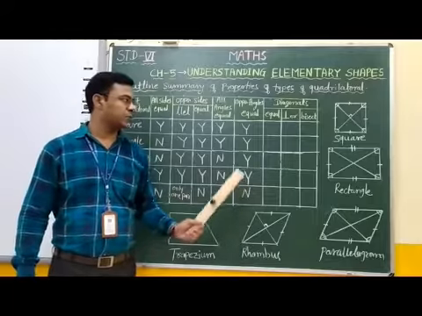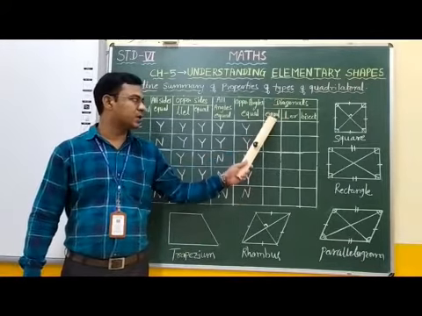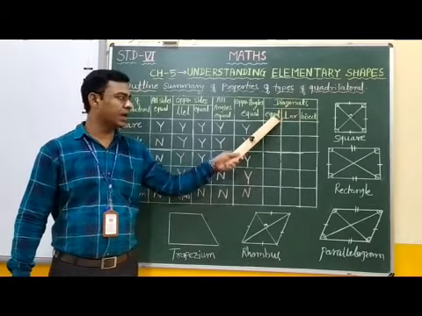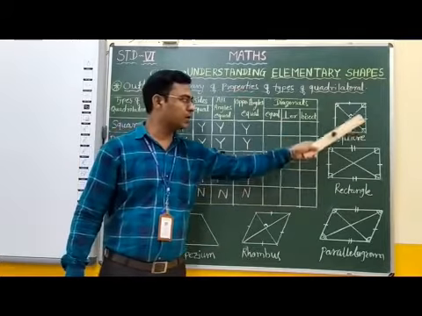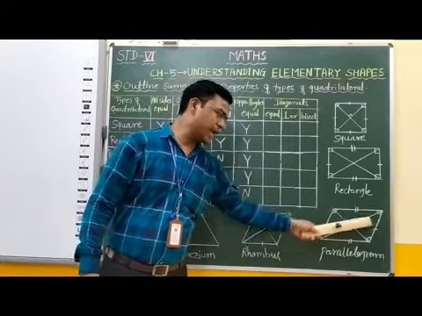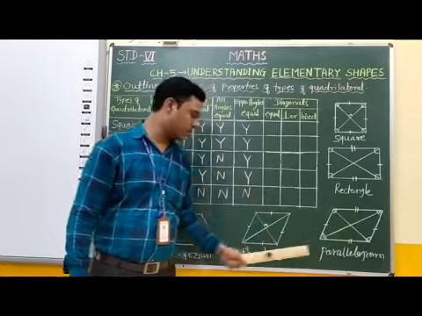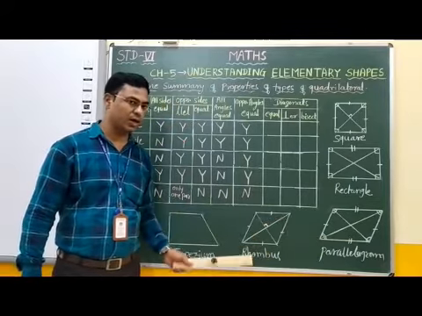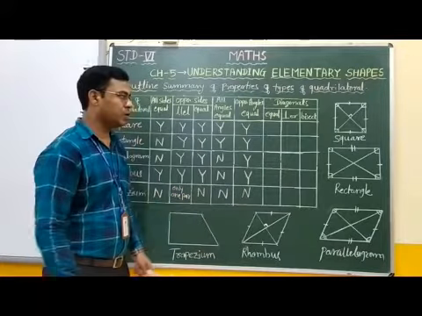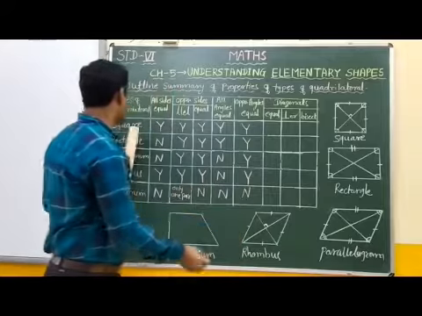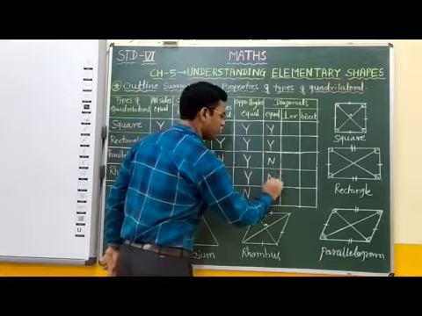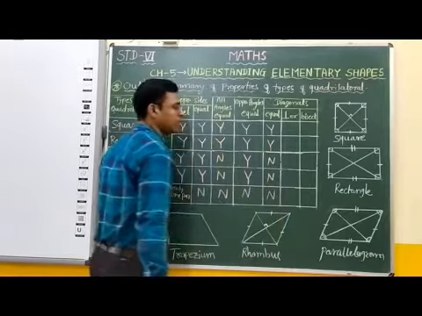Now, the next property, diagonals are equal. We check one by one. In square, diagonals are equal. In rectangle, diagonals are equal. In parallelogram, diagonals are not equal. In rhombus, diagonals are not equal. In trapezium also, diagonals are not equal. Now, here only for square and rectangle we can write S, and for the remaining types of quadrilateral we can write no.